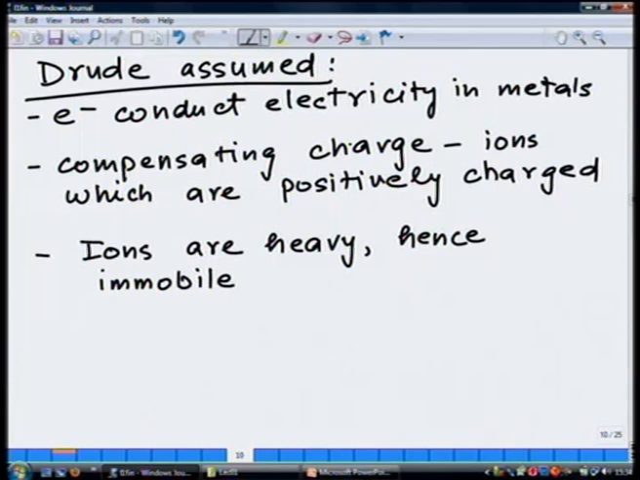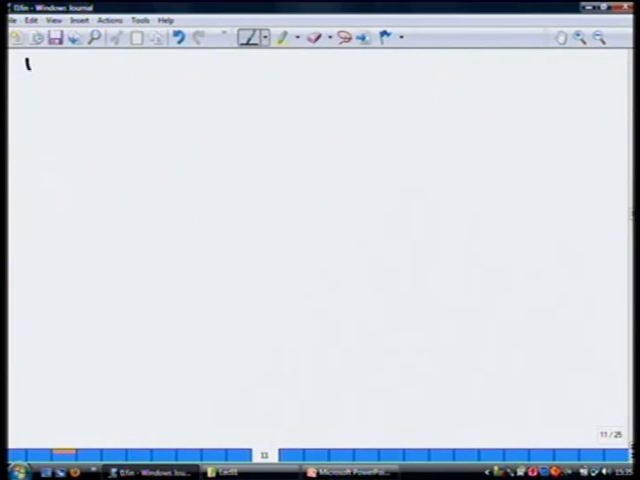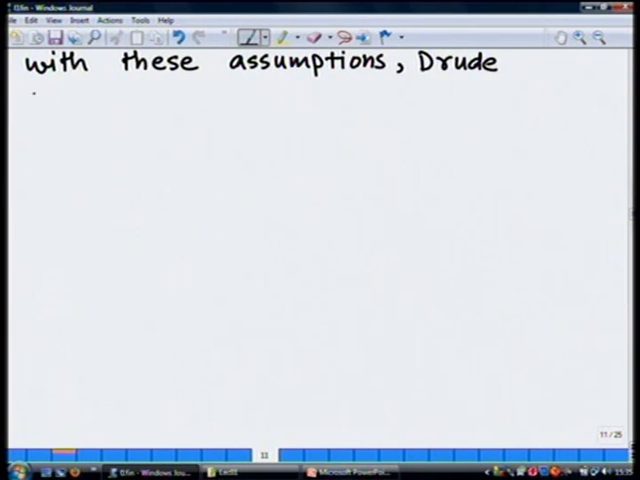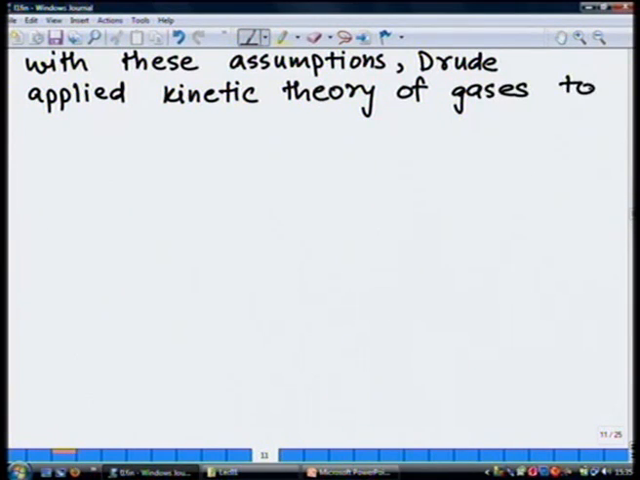You see this assumption in connection with the first one, that electrons conduct electricity in metals. Ions do not conduct: there are electrons and then there is a compensating positive charge, called ions, and since electrons conduct, the ions are immobile. Had they been moving, they would have also been conducting. These are the basic things he assumed, and with these assumptions, Drude applied kinetic theory of gases to electrons in a metal.